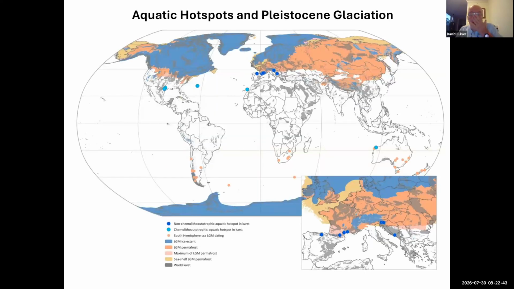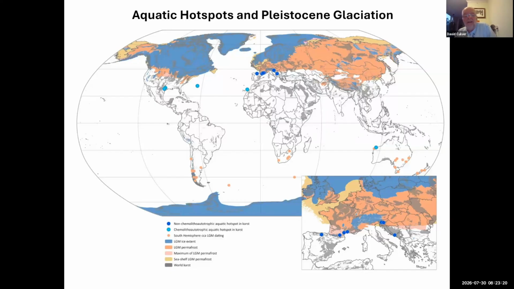So we can look now at the map of Pleistocene glaciation, which includes the permafrost and maximum glaciation in different colors, as well as now these are the aquatic hotspots. And in fact, except for the chemolitho-autotrophic sites in Bermuda and the Canary Islands and Texas, the sites are really quite close to the Pleistocene boundary. The gray areas are karst areas, by the way.